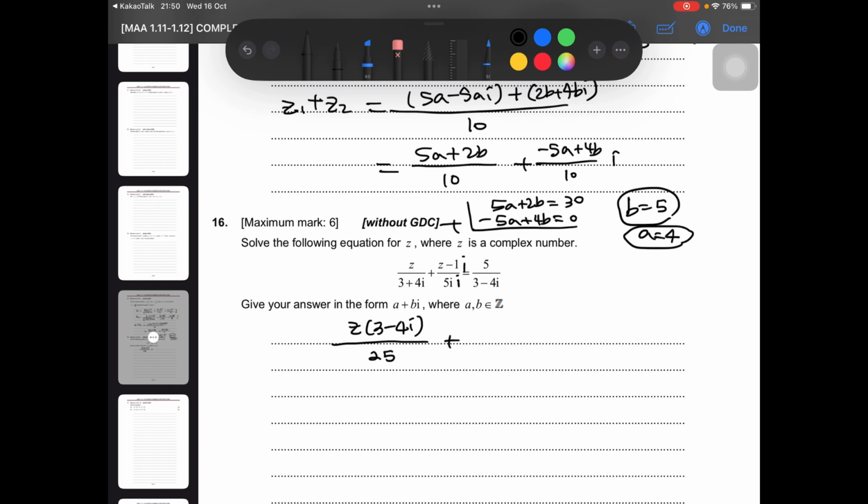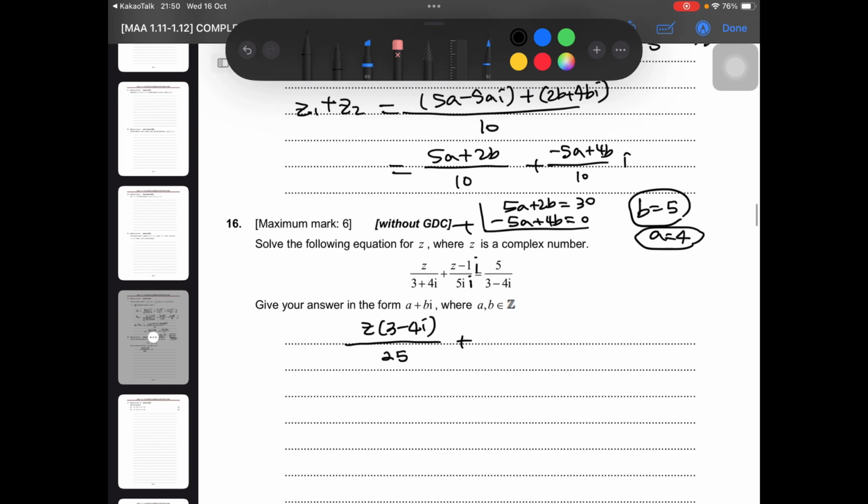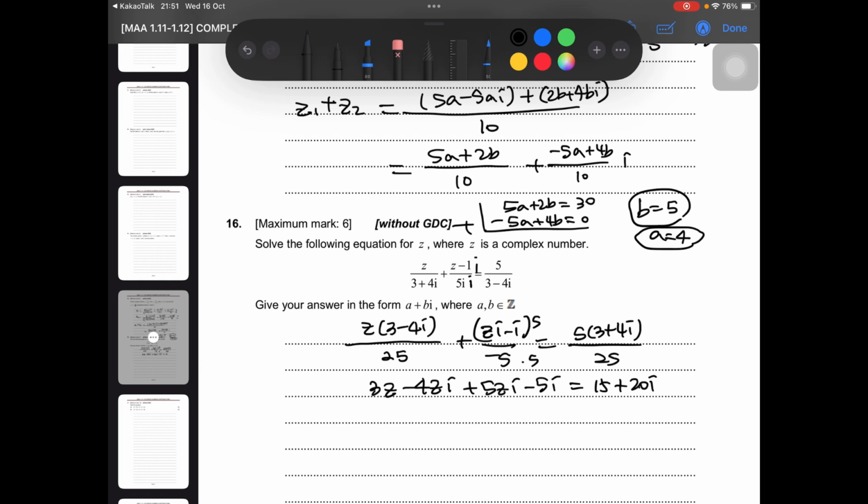If we multiply i on both sides, it is just an integer. So we don't need to multiply negative 5i, because it is a conjugate. So negative 5 and zi minus i equals 25 again, 5, 3 plus 4i. So let me multiply 5 here to make all 25. So 3z minus 4zi plus 5zi minus 5i equals 15 plus 20i all over 25.